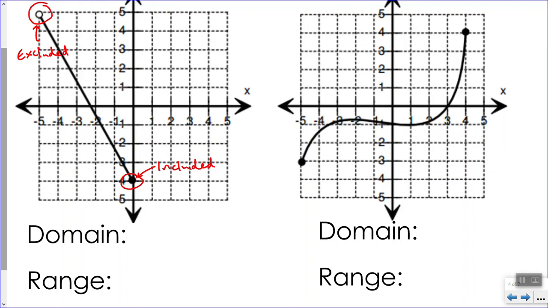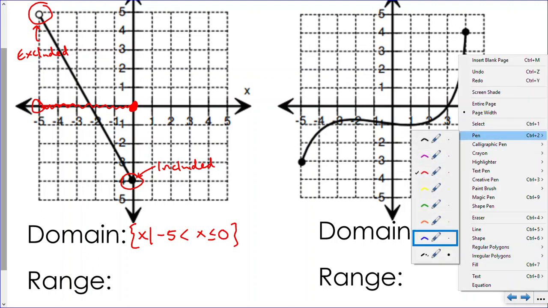So for my domain, I have -5 here, but it's not included, and we go all the way up to 0, and 0 is included. So if I think about my domain, I'm talking about x values that live between -5 and 0, and x is less than or equal to 0, but just greater than -5 because we have that open circle.